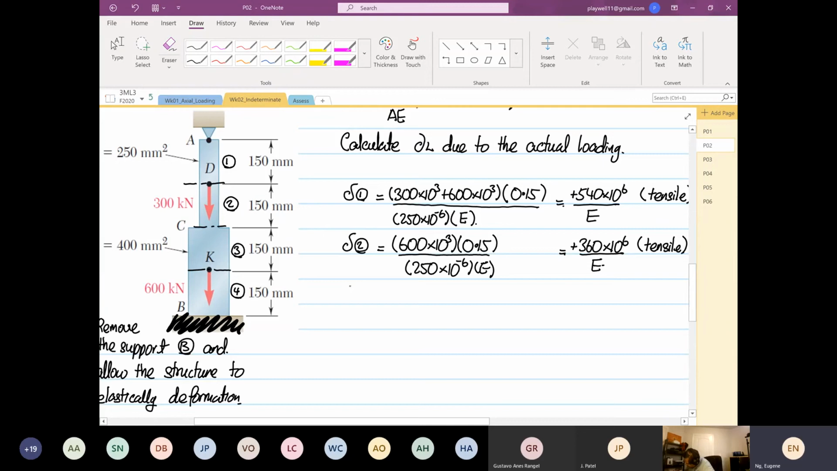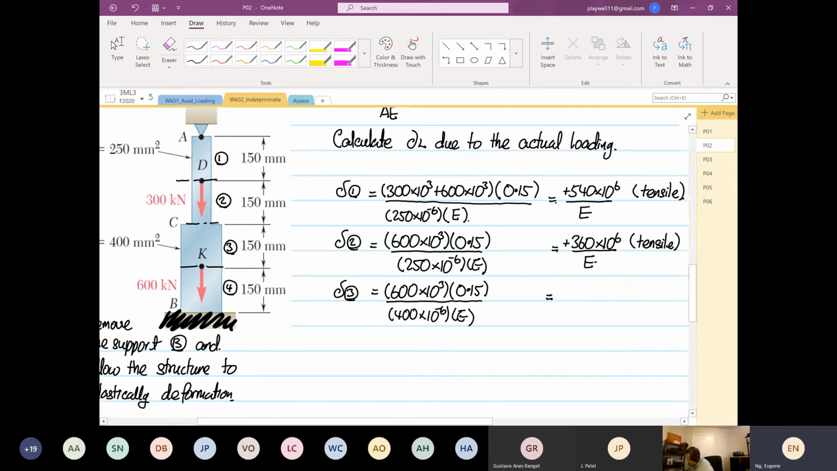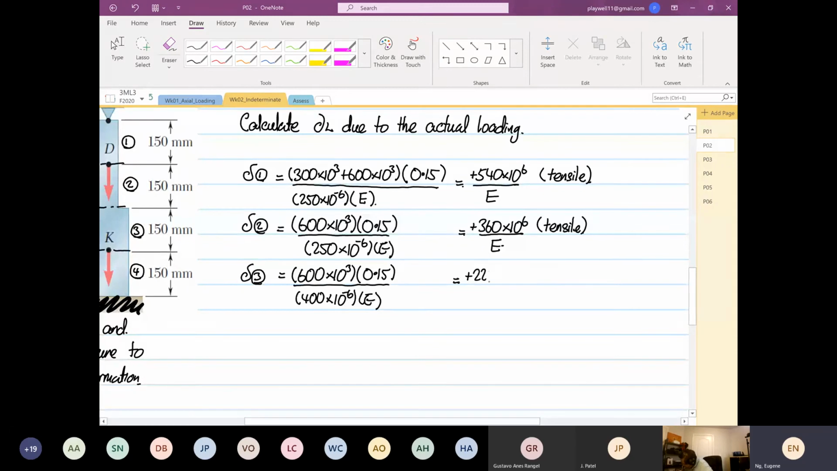Right, then deflection at point 3. The load carried is 600. Length again 0.15 divided by cross-sectional area is now 400 times 10 to the power minus 6, and then E. Okay, so this will be equal to 600 times 10 to the power 3 times 0.15 divided by 400 times 10 to the power minus 6 is equal to 225 times 10 to the power 6 positive, is going to be tensile.